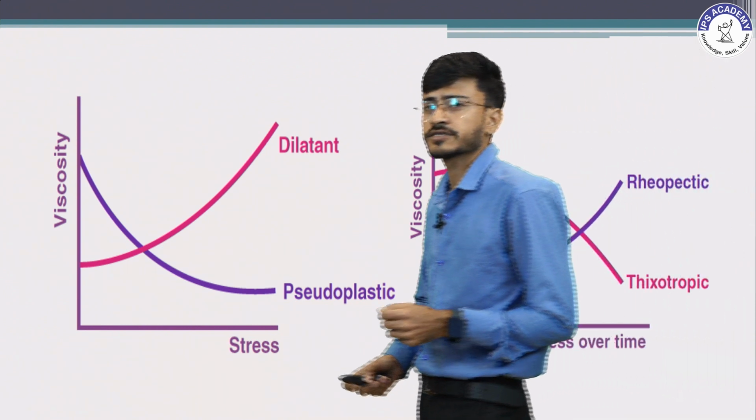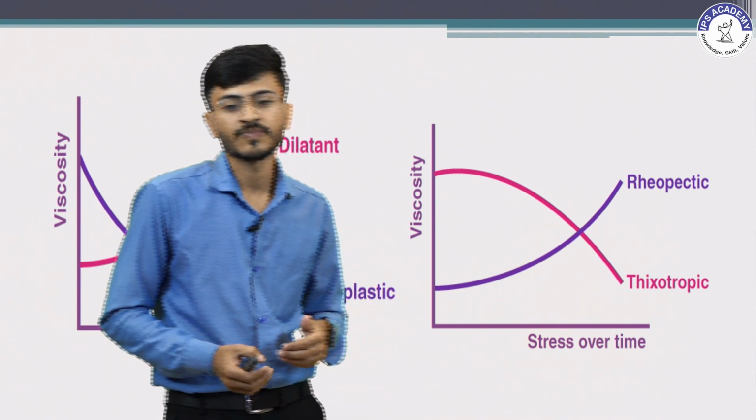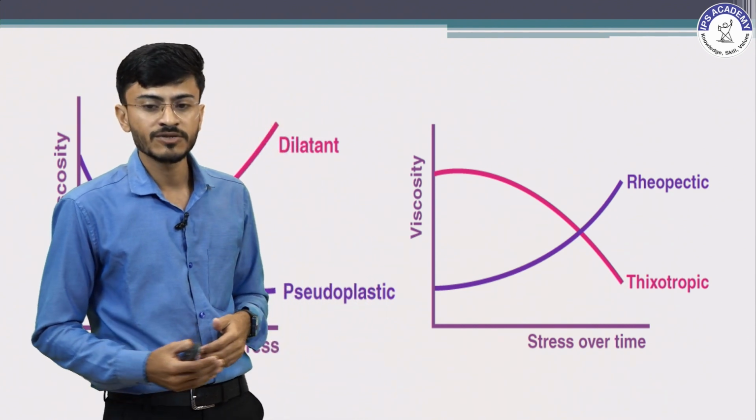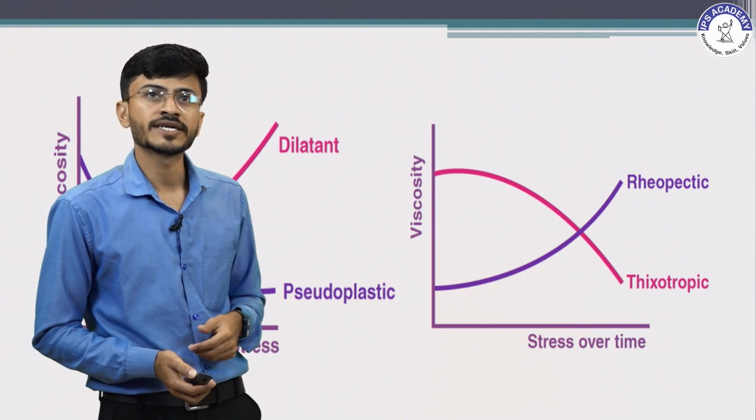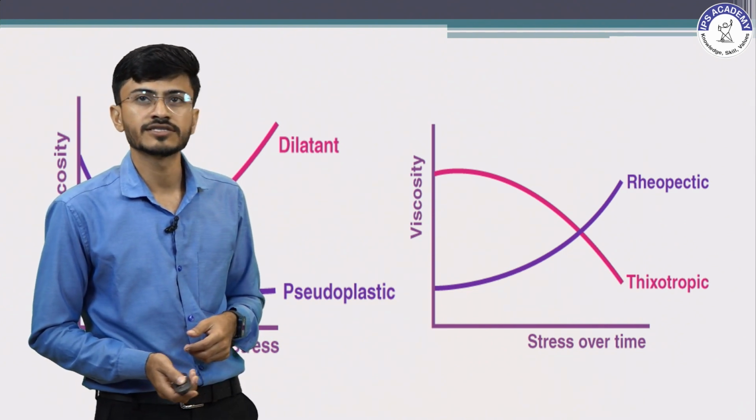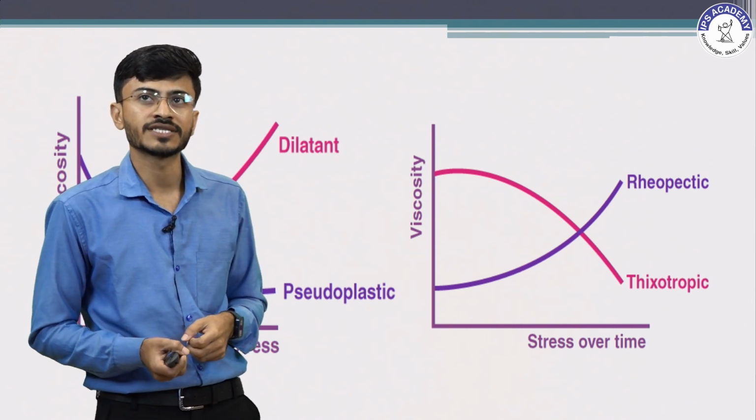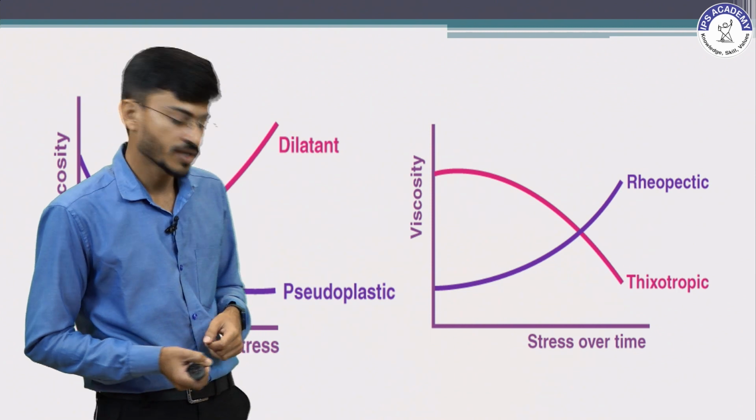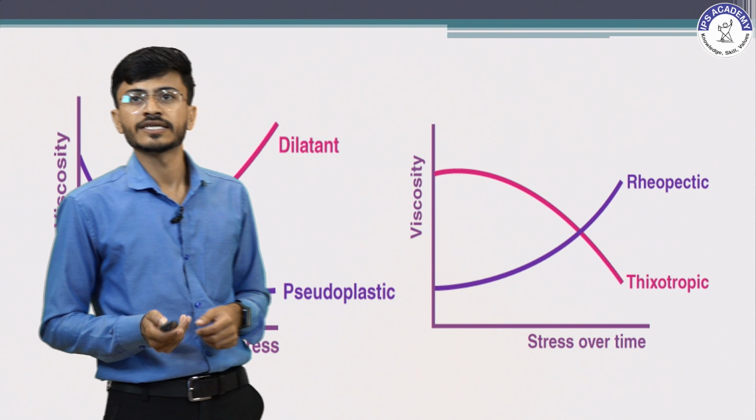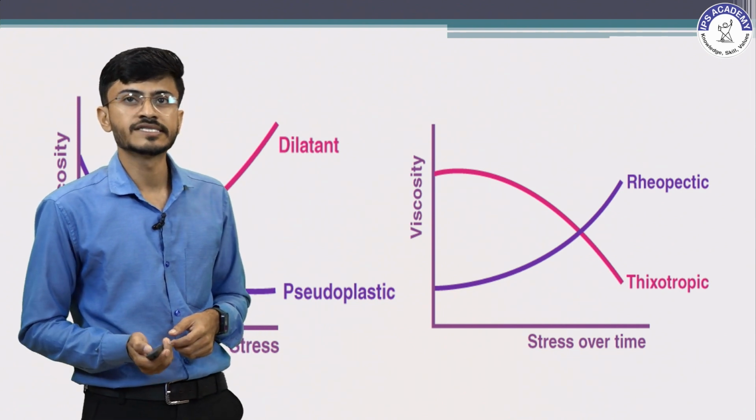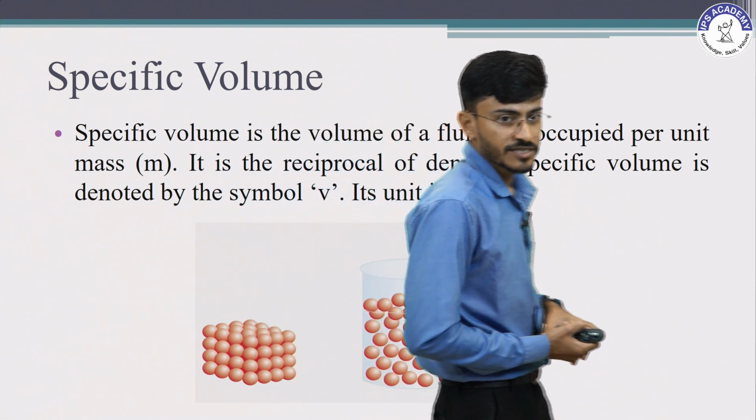Now coming to the next graph, if you apply stress over time, meaning with increasing time you are applying more stress. In rheopectic, you can see the viscosity is increasing with the increase of time and stress. Whereas in thixotropic, you can see the viscosity is decreasing with increase in time and stress. Now coming to the next property, specific volume.